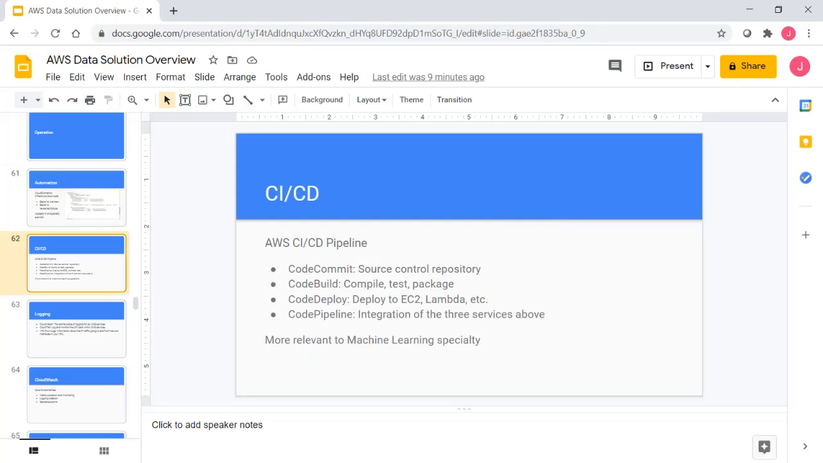You have CodeCommit. It's basically AWS's version of GitHub, where you can store your source by version in their repository. Then you also have CodeBuild, which is a compile, test, and package of your code. Then finally, there's CodeDeploy, which will help you deploy your code to your specified destination. And finally, when you combine all these three together, you have CodePipeline, which is the integrated service of the whole CI/CD pipeline.